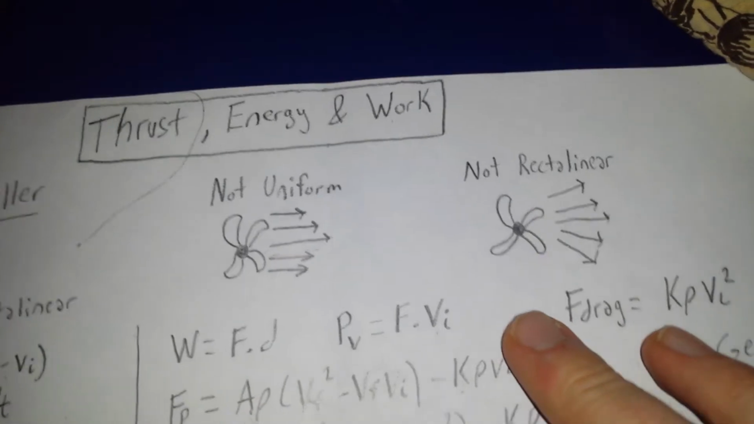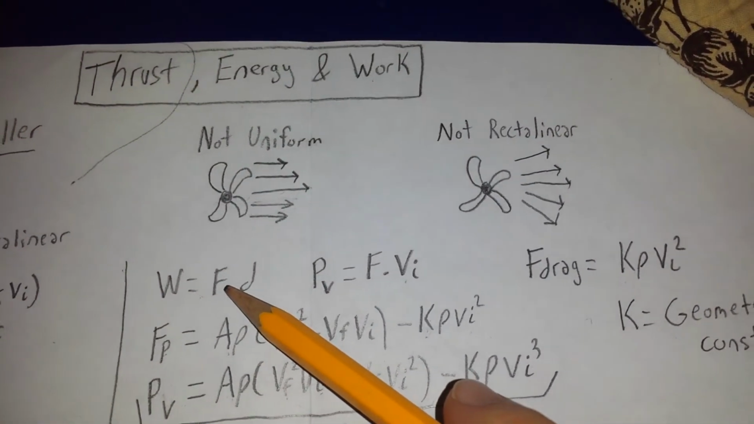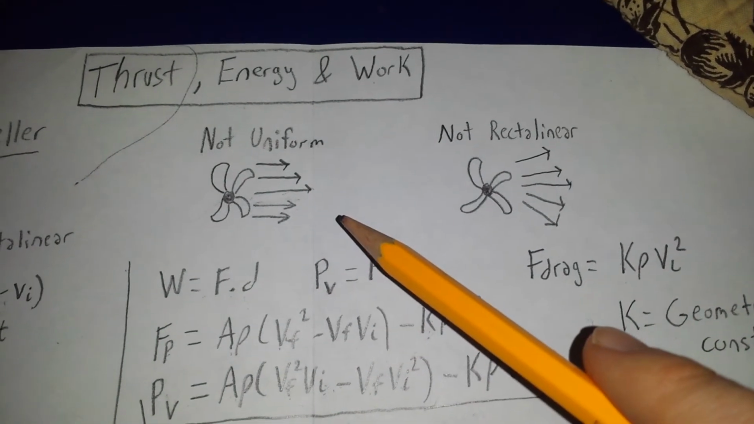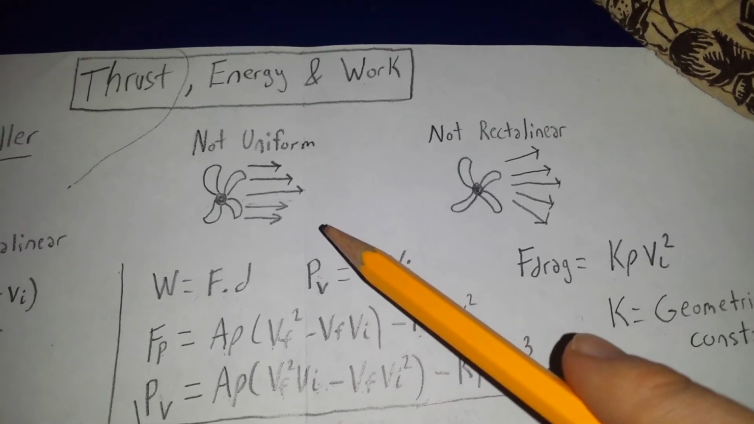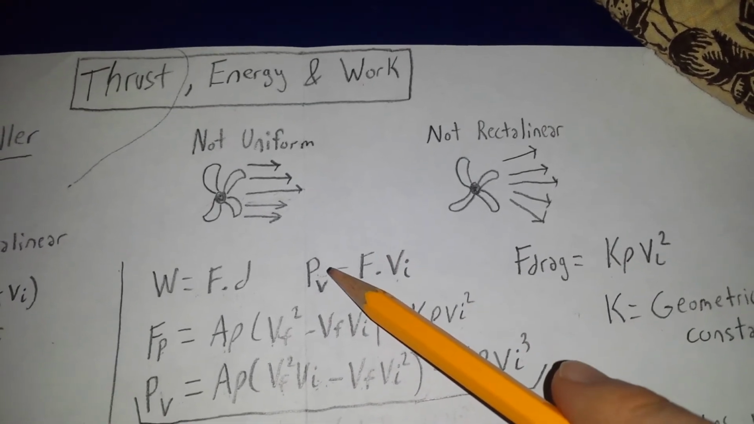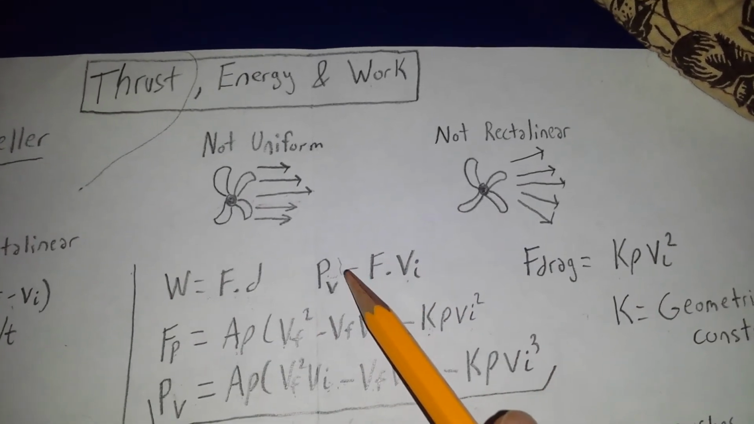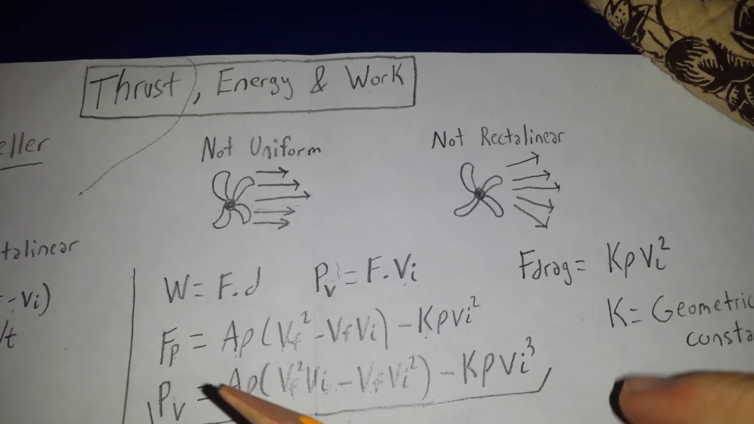Now, to calculate the work. Work is force times distance. And the power is work divided by time. Now, this power is the power that actually gets into the vehicle, not the power of the propeller. And so this is force times VI, or the speed of the ship.